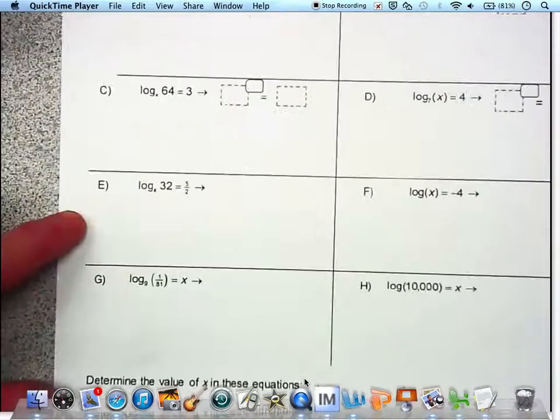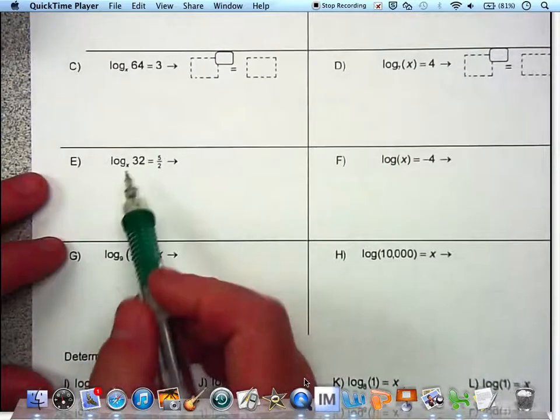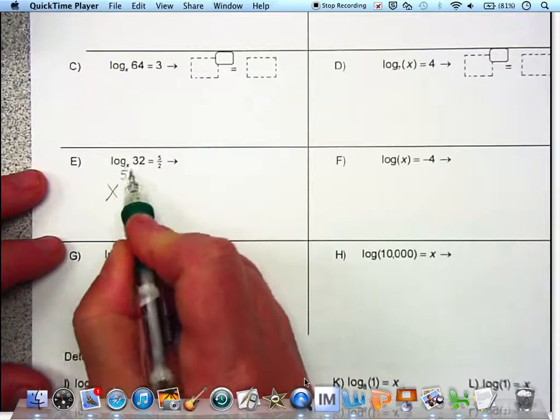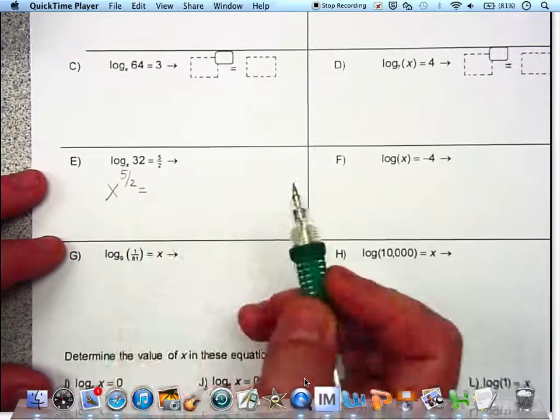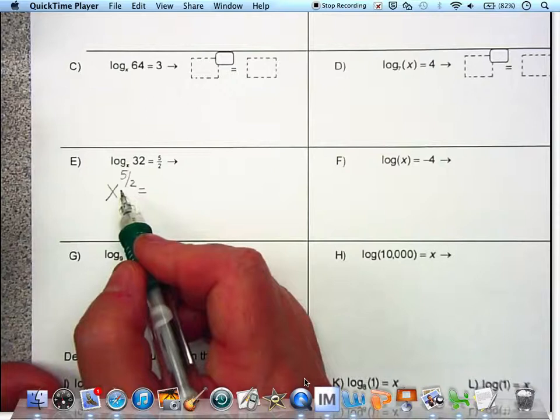Okay. Let's do E together because this one's a little trickier. This is where x is the base. So how do you rewrite this? x to the 5 over 2. Let's just go with 5 halves. x to the 5 halves equals what? 32. Okay.